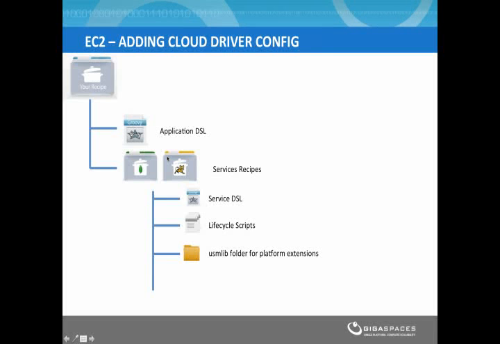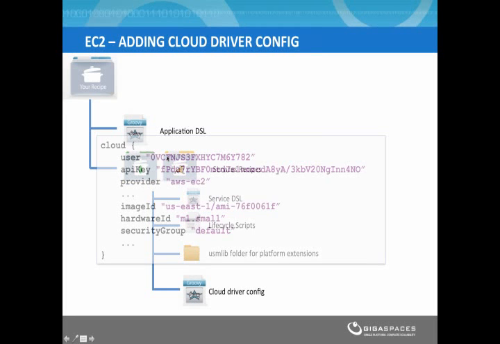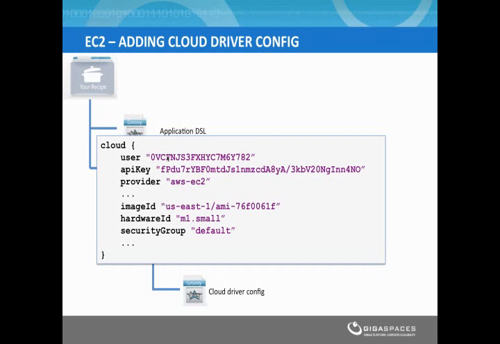All right, the last bit that we're doing to the recipe is adding a cloud driver configuration. Naturally, if we're deploying on EC2, we need to tell Cloudify how to interact with EC2: what is the user, an API key, what instance ID to use, what AMI to use, and all those details that are needed to interact with Amazon EC2.